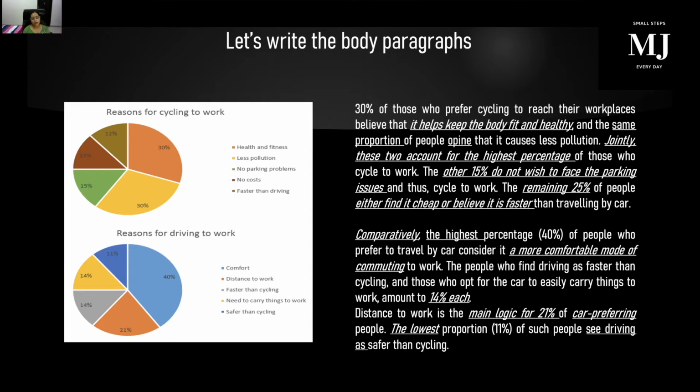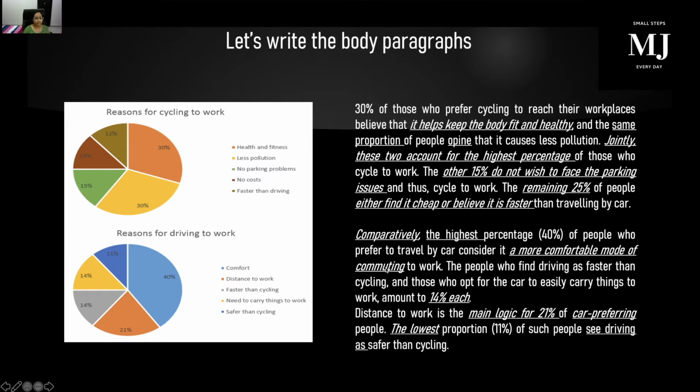Okay? Now let's talk about the other one, the other pie chart. So, comparatively. Getting my point? Comparatively, the highest percentage, 40% of people. What is the highest percentage? 40%, right? Of people who prefer to travel by car consider it, that means they consider driving to work, a more comfortable mode of commuting to work. Not just going to work, traveling to work, commuting.